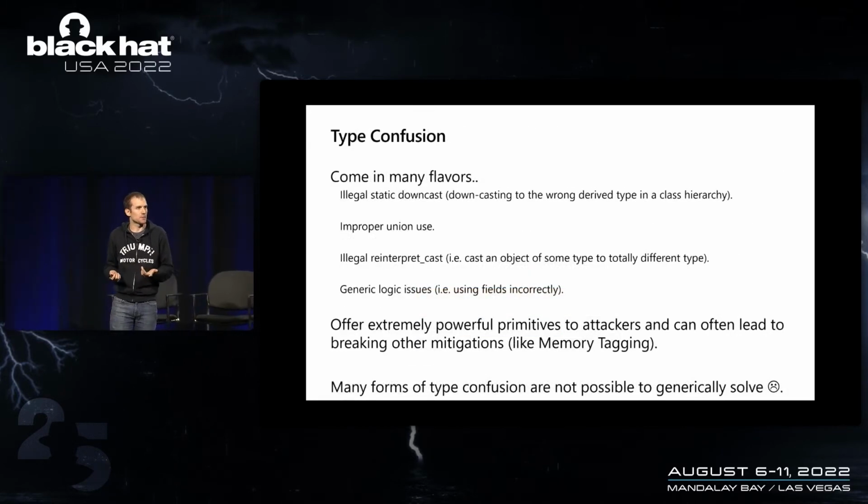The issue with type confusion is that it comes in so many different flavors. And unlike a lot of other types of memory safety issues where there's a clear contract that's being violated, like in the case of use after free, you're using an object after it has been deallocated, so there's a contract you're breaking. In the case of type confusion, you're not really breaking any clear contract. You're really just misinterpreting data.